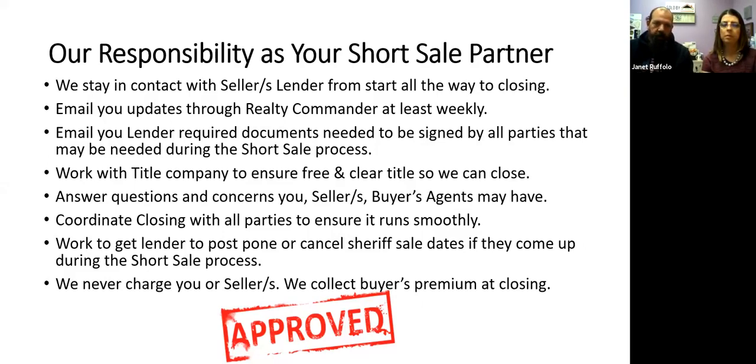When we start the short sale, we're going to find out what bank it is. We're going to email you those forms that need to be signed, and stuff that's going to come up through the short sale process that banks don't typically put out there right away, but may send at a later date.